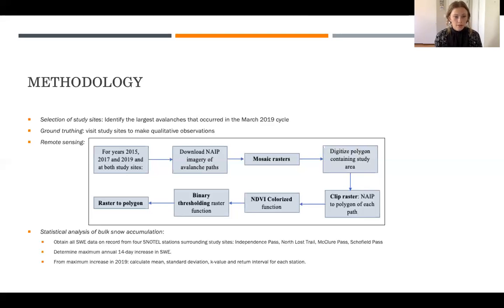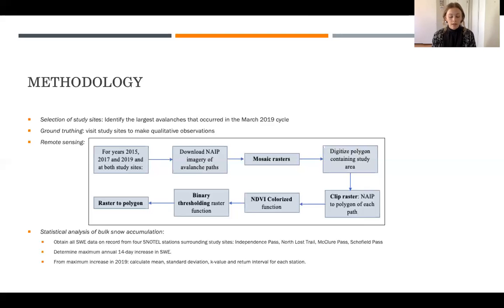So the other part of this project was statistical analysis of snow accumulation. My goal here was to quantify the frequency of these R5, D5 avalanches in order to determine their return interval based on similar increases in snow water equivalent. To do this, I obtained all snow water equivalent data on record from 4 SNOTEL stations that surrounded the study sites. I then found the maximum change in SWE in 14-day periods. I used 14-day periods because that was the duration of the snow accumulation event that occurred in March 2019.